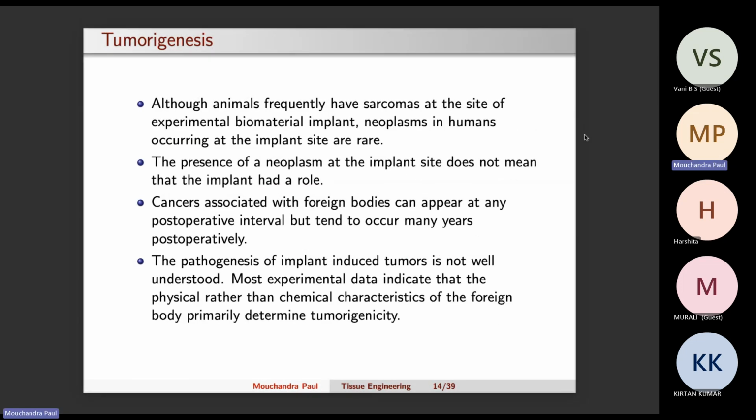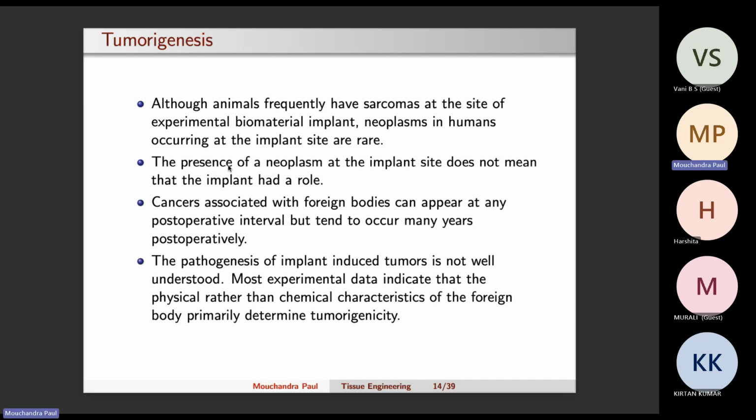Then new tumor formation, or tumorigenesis, can also happen as a result of implant and tissue interaction, and it can happen anywhere in the body. People have observed the formation of sarcomas, that is new tumors, at the site of the implant. But it has only been observed in experimental animals. The same phenomenon is quite rare in humans.